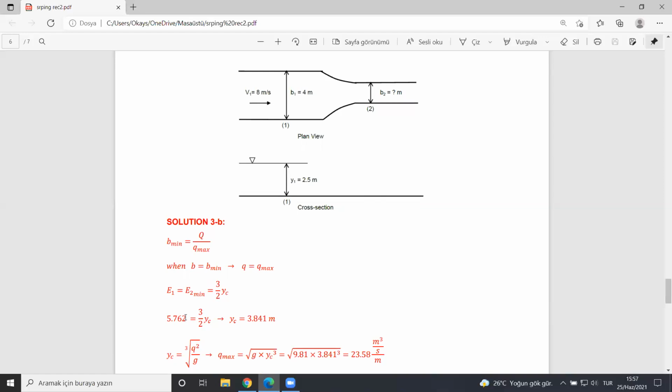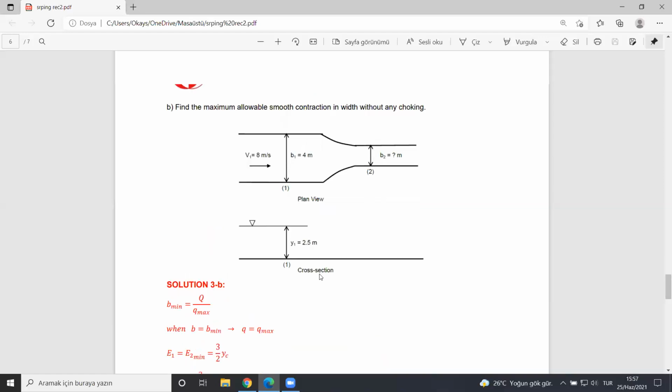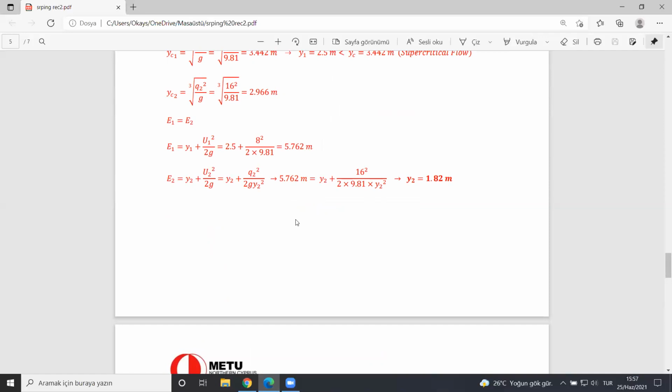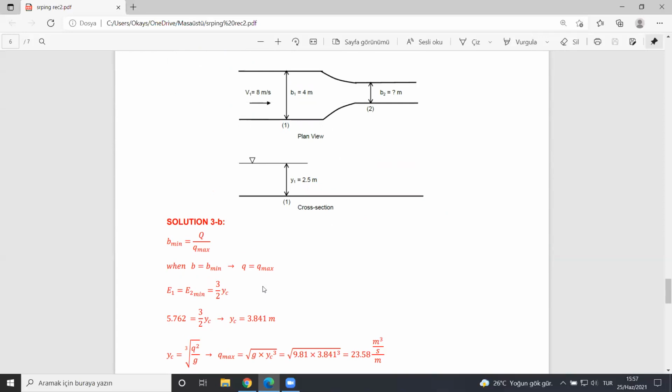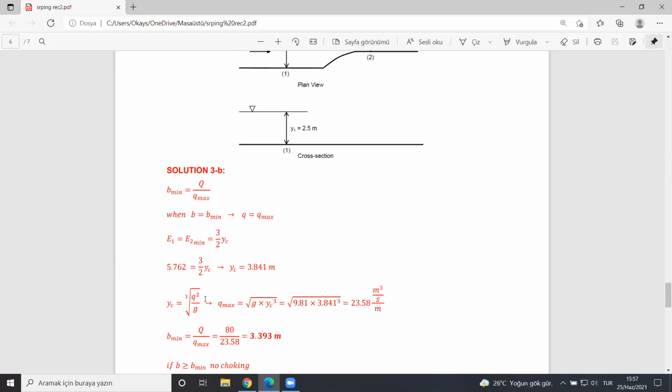We calculate this energy. We already calculated here, it was 5.762 meters. Once we equate it to the critical energy equation, 3.3 divided by 2 y critical, we can find the y critical. Y critical is 3.841 meters.